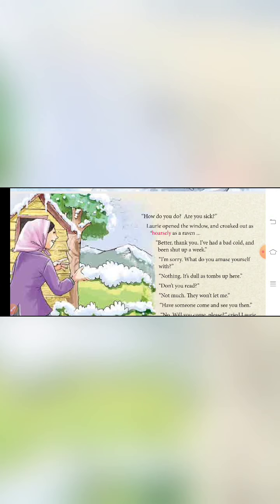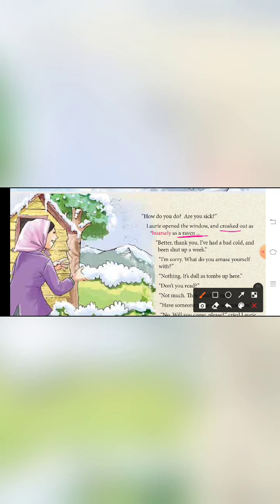"How do you do? Are you sick?" Laurie opened the window and croaked out hoarsely as a raven. Raven means what? Raven is a crow, actually, right? And croaked here means he didn't speak in the voice of a crow, but he softly and slowly spoke, "Better, thank you. I have had a bad cold and been shut up a week." So he answered that he got a cold, and that's why he had been shut up in the house itself.